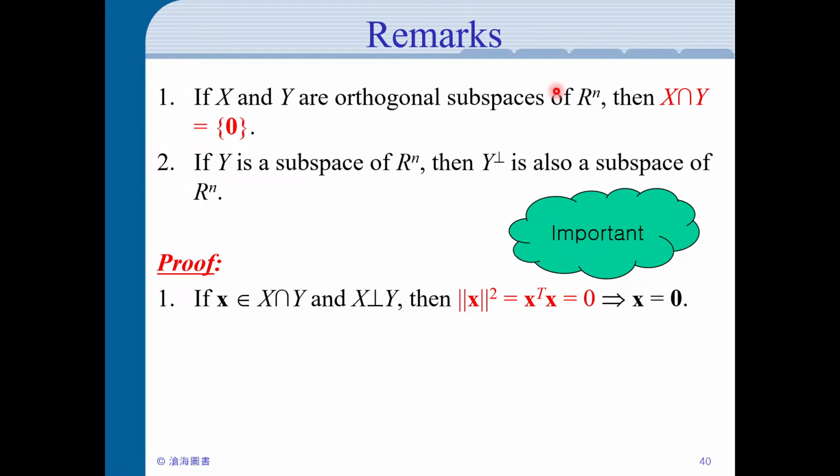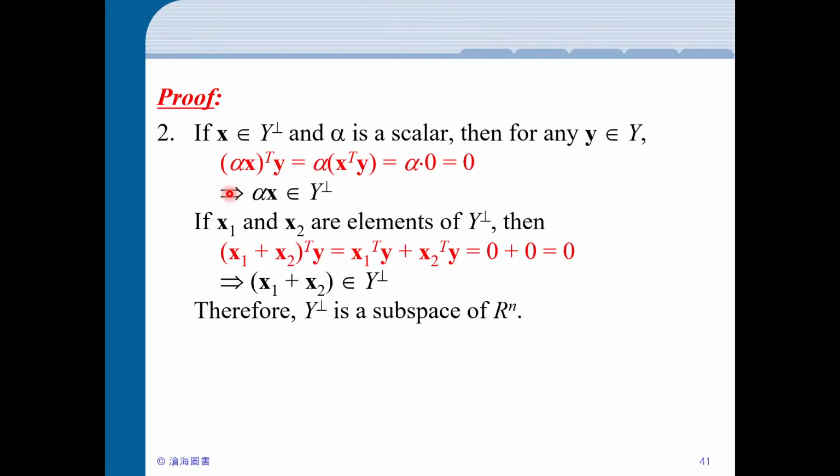So that is the first thing, and the second thing is: if Y is a subspace, then its orthogonal complement is also a subspace. You can just check closure. If you have something inside the orthogonal complement, then you take alpha times it.